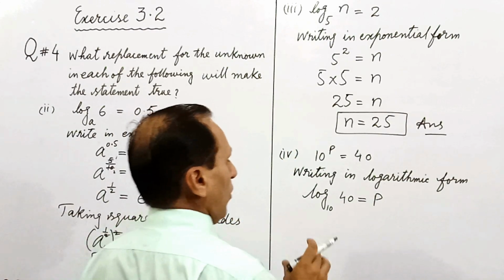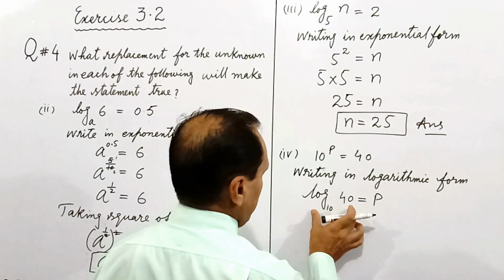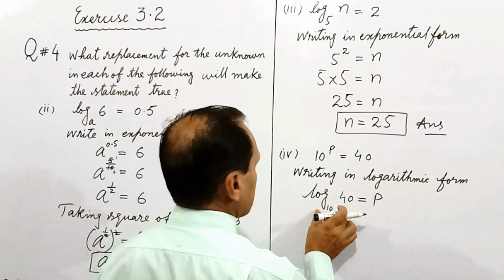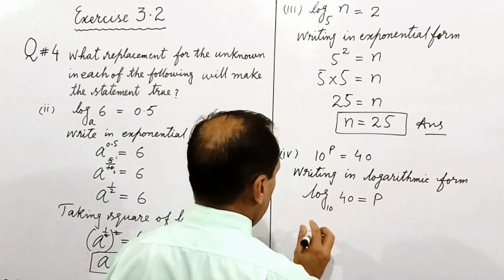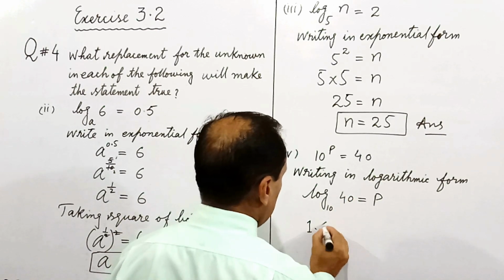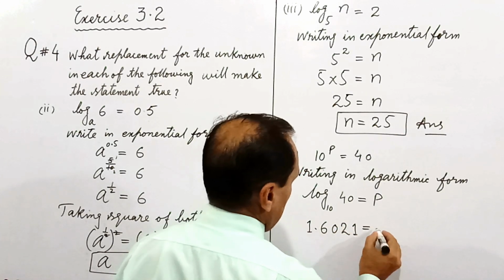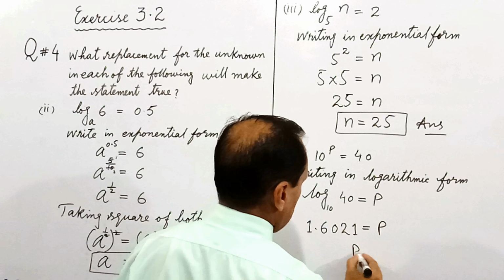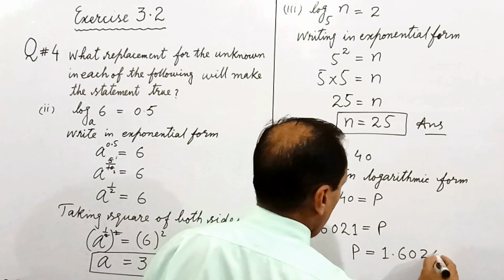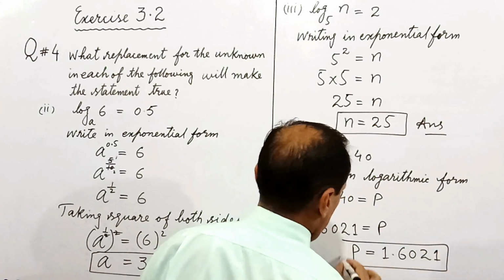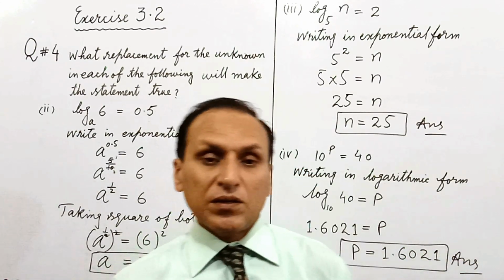Using a log table or calculator, we find the value of log 40. As we know that log to the base 10 is a common logarithm, therefore the value of log 40 is 1.6021 by using a calculator. So hence the replacement of P is 1.6021. That's it for question number 4.